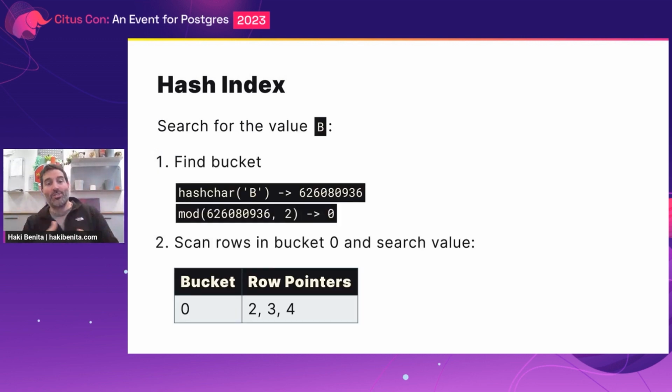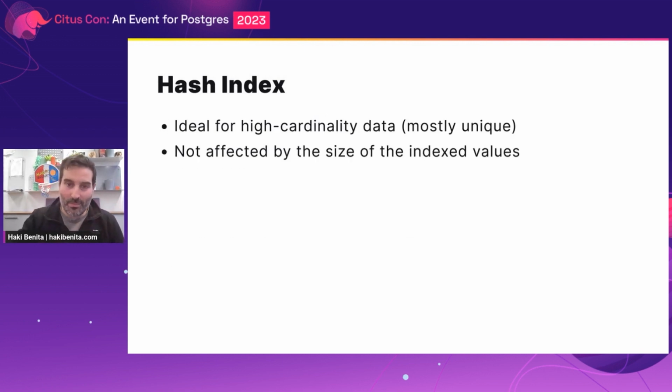If we want to use our hash index to find something, we do the exact same process. Say we want to find the value B. We first apply the hash function on the value B, we get the hash value, then we apply modulo the number of buckets and find the bucket, in this case, 0. Then we go to the index, get all the row pointers in bucket 0, 2, 3, and 4 in this case, and these are the rows that we need to fetch and scan from the table.